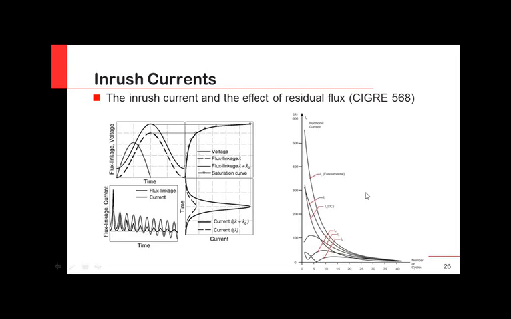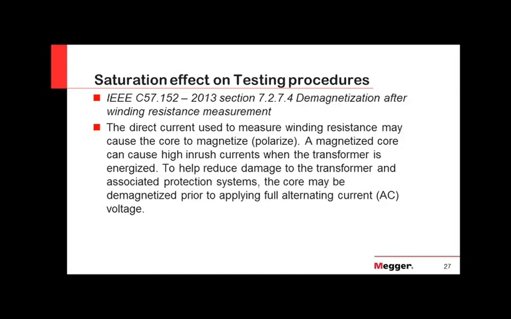And let's talk about the saturation effect on the testing procedures. We've looked into the effect that inrush currents will have on operational activities. And now let's look into the testing procedures where we are more involved. C57.152 is the standard that was published in 2013 to replace the previous standard that we had, IEEE 62, for testing oil immersed power and distribution transformers.